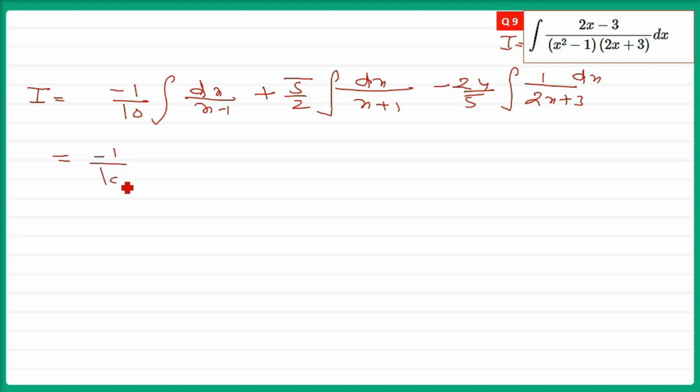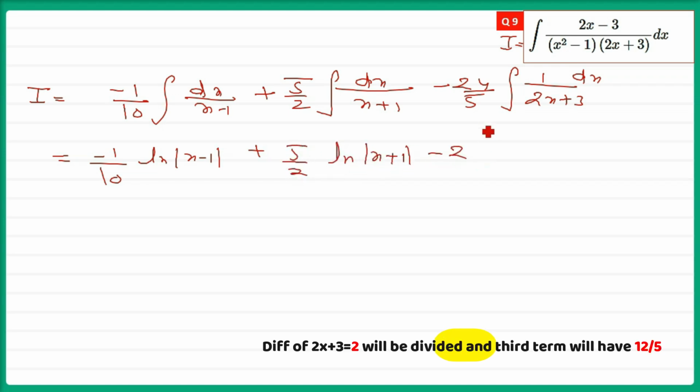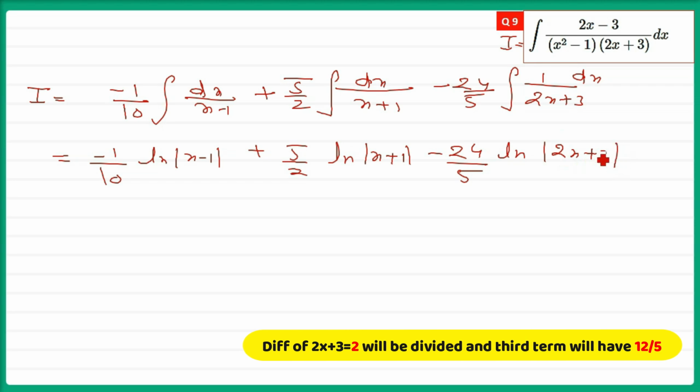Negative 1 by 10. This will be ln modulus of x minus 1. Then we have 5 by 2 ln modulus of x plus 1 minus 24 by 5 ln modulus of 2x plus 3. Now this 2x plus 3 will be differentiated also. So 2 will come and that will be divided. So you'll get a 12 by 5. That will be a final answer.